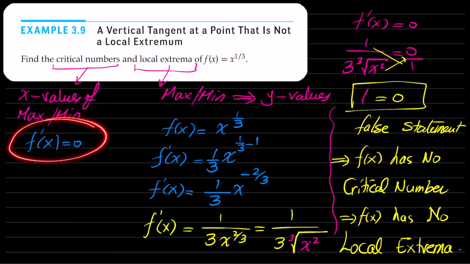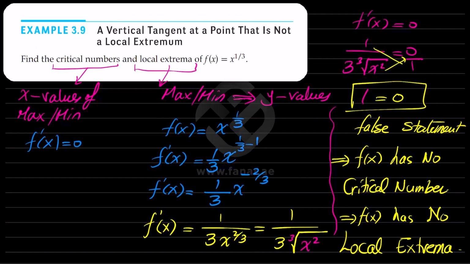So again, I want to find the critical numbers of this function, which is x to the power 1/3. First we need to find the derivative and then make it equal to 0. So this is our function. We do the derivative using the power rule. We drop the power down. Then we subtract the power by 1.